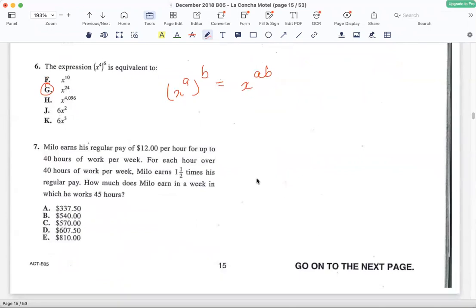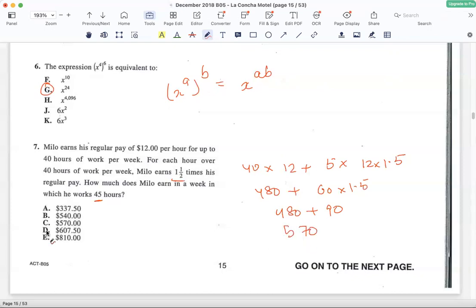Milo earns his regular pay of $12 per hour for up to 40 hours of work per week. For each hour over 40 hours of work, Milo earns 1.5 times his regular pay. How much does Milo earn in a week in which he works 45 hours? So for the 40 hours, he gets 12, and for the additional 5 hours, he gets 12 into 1.5, 1.5 times his regular pay. So this is 480 plus 60 into 1.5, which is 90. So 480 plus 90, which is 570. C.